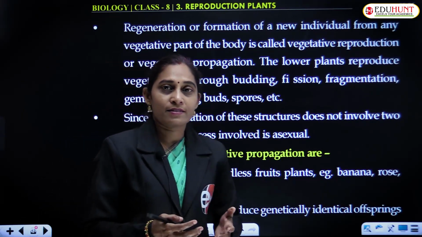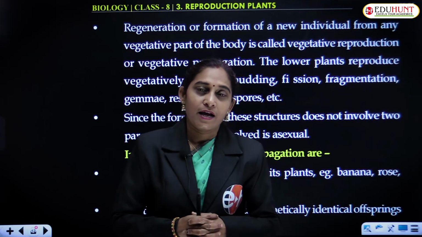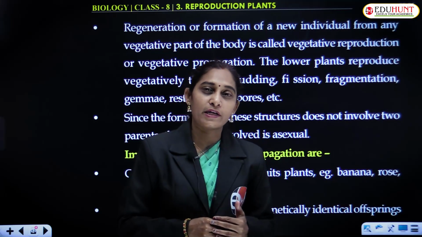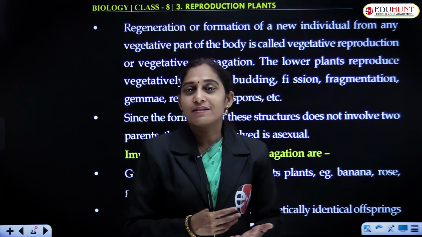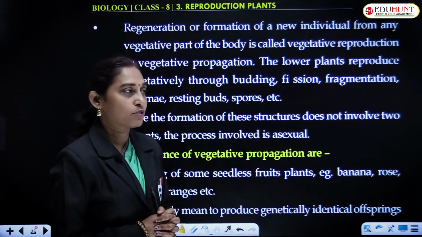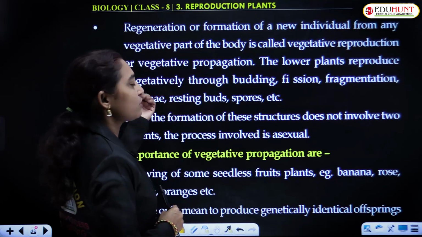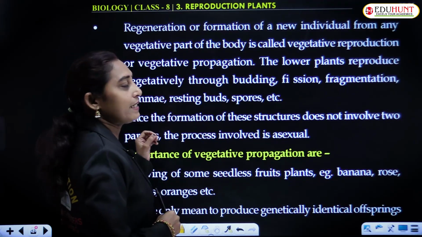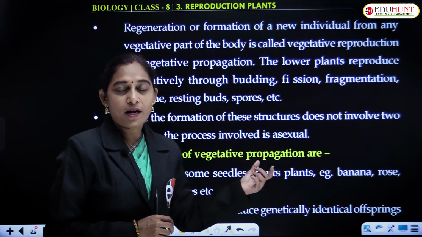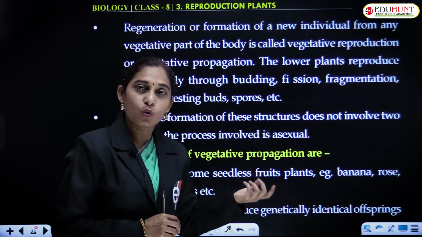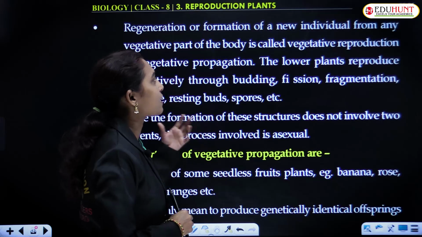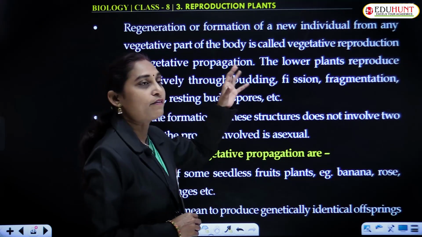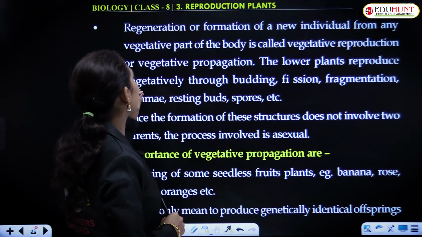Some plants like, as I said, rose, jasmine and even hibiscus can be reproduced, propagated, multiplied by this kind only. Vegetative means only the regeneration or formation of a new individual from a vegetative part. What is the vegetative part of the body? The leaf, stem, root, branch. These are the vegetative parts. With these parts, the vegetative propagation is going to be done.